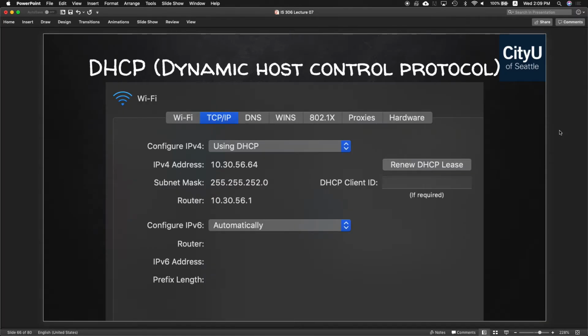So DHCP, the keyword there is Dynamic Host Configuration Protocol. So in your computer as well, you can just select using DHCP, and now these fields are locked and you cannot edit them. They automatically assign them for you, and you can renew them anytime you want, or let them renew by their own.